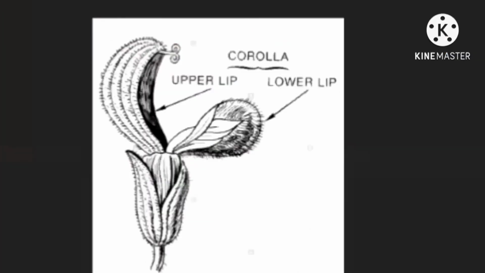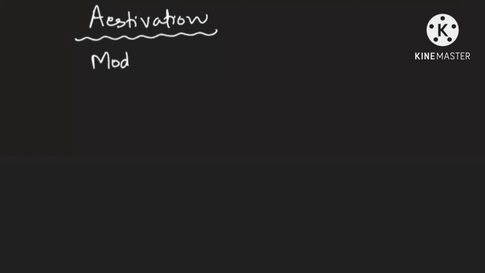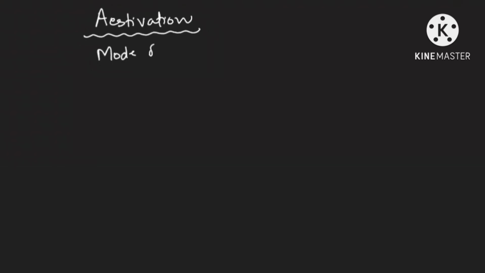And see, this is the example of the bilipped corolla. This is the upper lip and then lower lip. The bilipped corolla is there. Now we have to study the estivation topic. Now see, estivation. Estivation means mode of arrangement of sepal or petal in floral bud. The mode of arrangement of sepal or petal, both, okay, in floral bud.